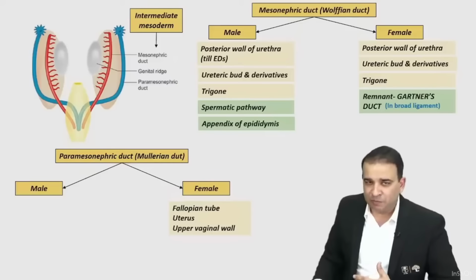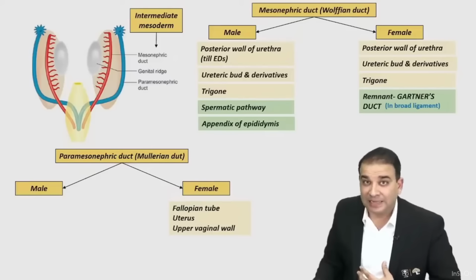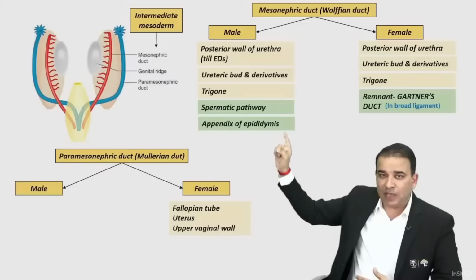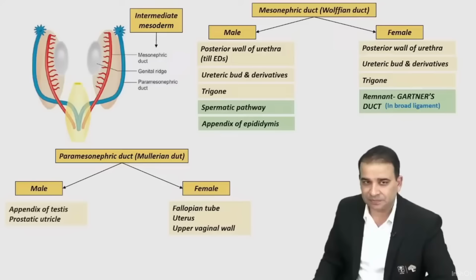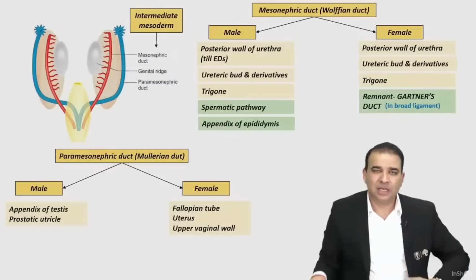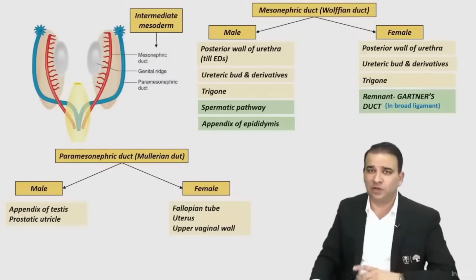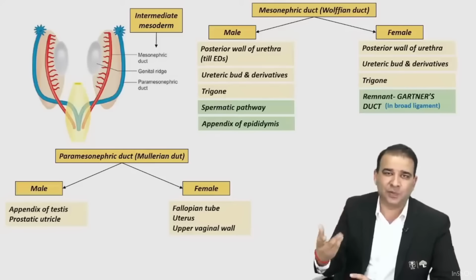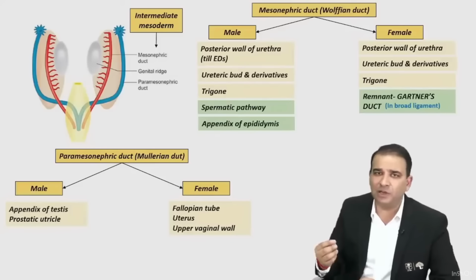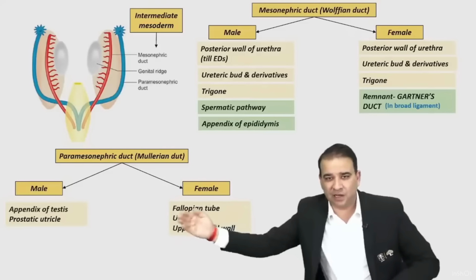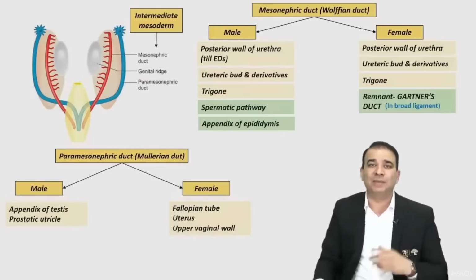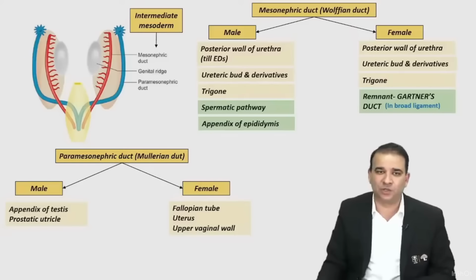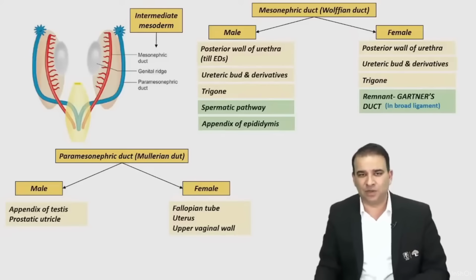So in the male, we have the appendix of testis. And be careful, the appendix of epididymis is from the mesonephric duct. That is the appendix of testis, I'm saying. Appendix of testis and prostatic utricle. Prostatic utricle is also called the masculine vagina. It is a small blind diverticulum present in the prostatic urethra, going for a few centimeters and ending blindly. So the prostatic utricle basically corresponds to the vagina. It's a homologous organ to the vagina in the male, so it is also called the male vagina or masculine vagina. So these are remnants of the paramesonephric duct in the male.